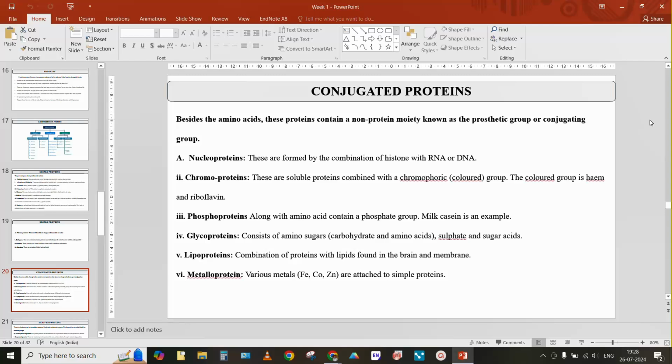And the next is chromoproteins, which are proteins combined with a chromophore, a colored group. The colored groups are heme and riboflavin. Okay, so this is done.